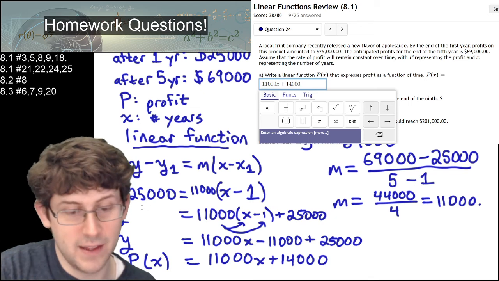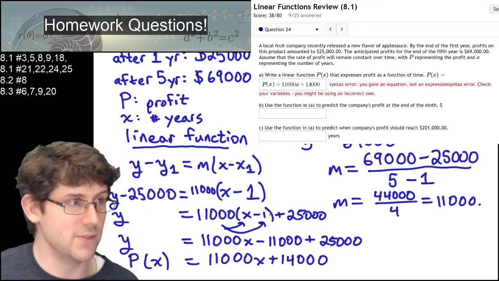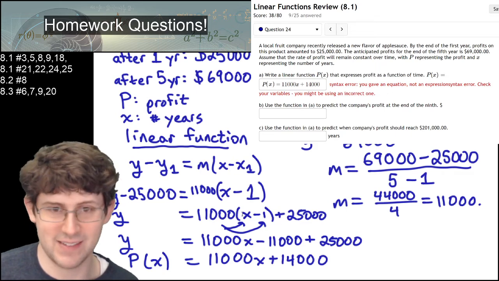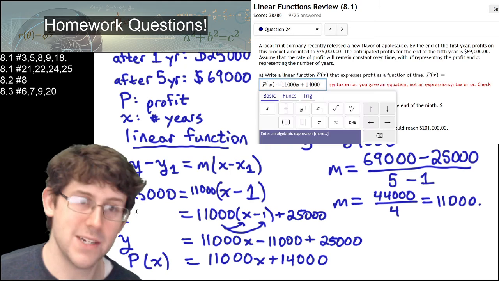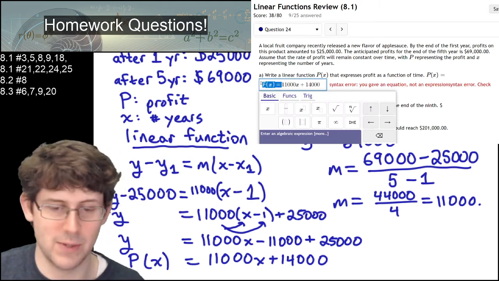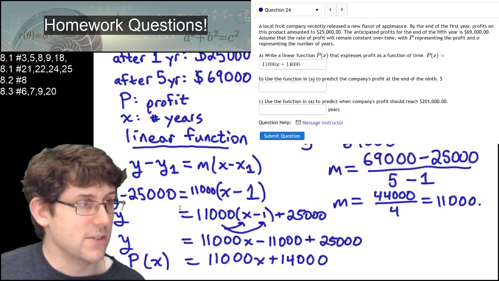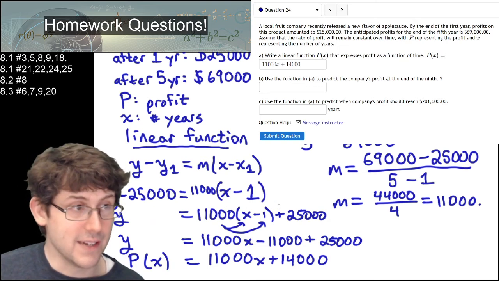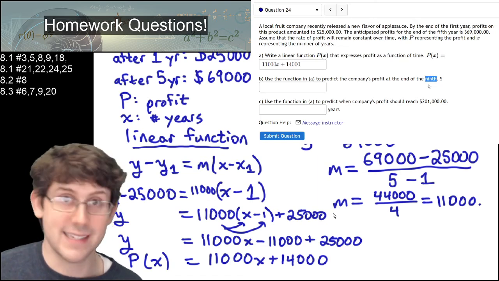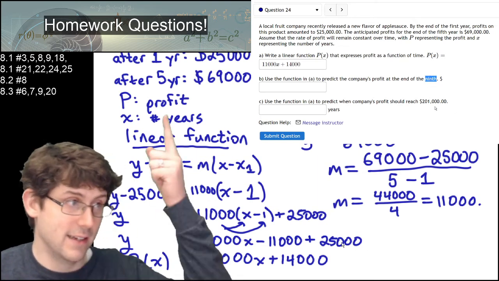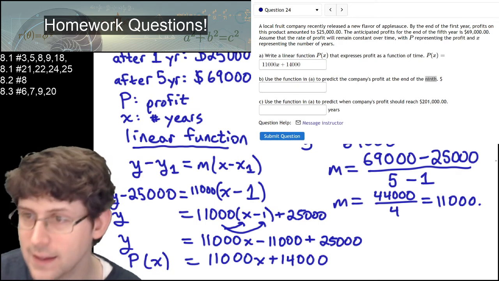If I had typed the P of X equals, it would be like, wow, what are you doing? There's too many variables. You gave an equation, not an expression. You gave an equation means you had an equal sign and there shouldn't be one. So take this out. Then it says, use the function to predict the company's profit at the end of the 9th year. Well, that's x equals 9 because x is the number of years. So I'll plug in x equals 9.